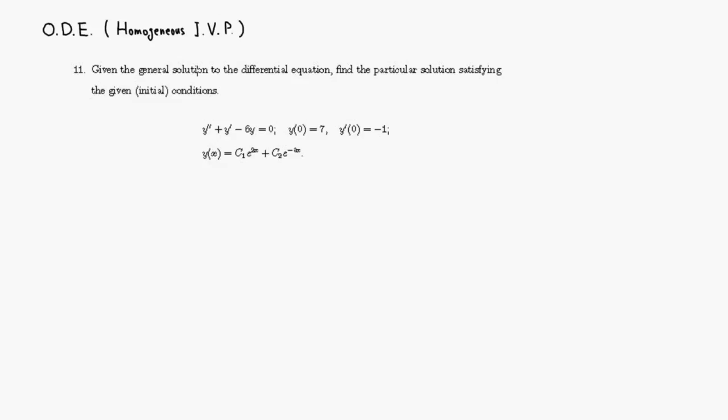All right, let's look at the ODE, homogeneous initial value problem. So we have a homogeneous equation, which just means that the right-hand side is going to be 0. Then you have initial value conditions. There are a couple of them. So here's one, and here is another one.